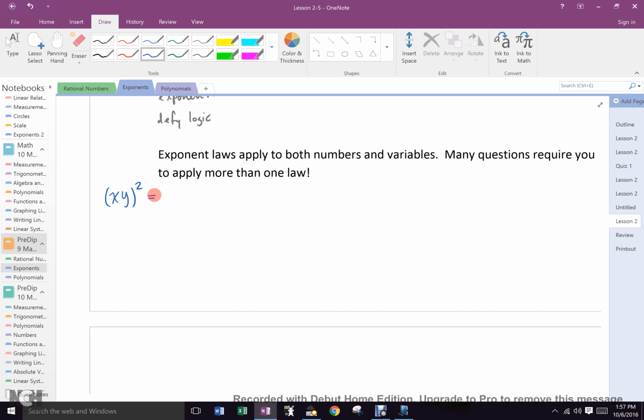X times X. Yes, X squared, Y squared, because the squared goes to everything. Everybody good? Okay. Here's the way it's going to go. We're going to do themes across here. All right. That was 1. That's the easy one. X squared, Y squared, squared.